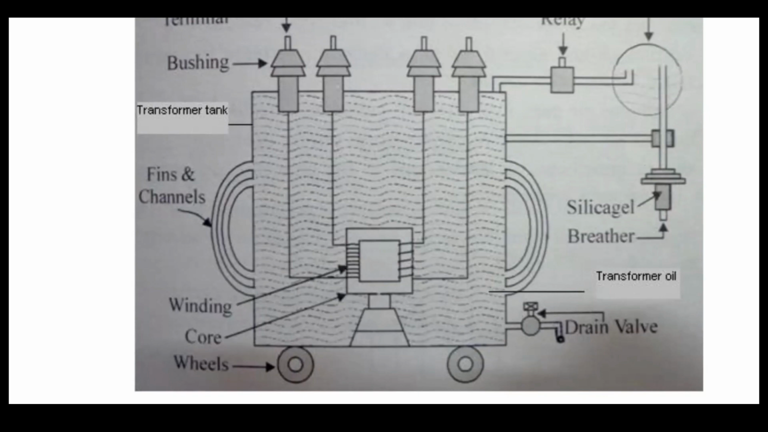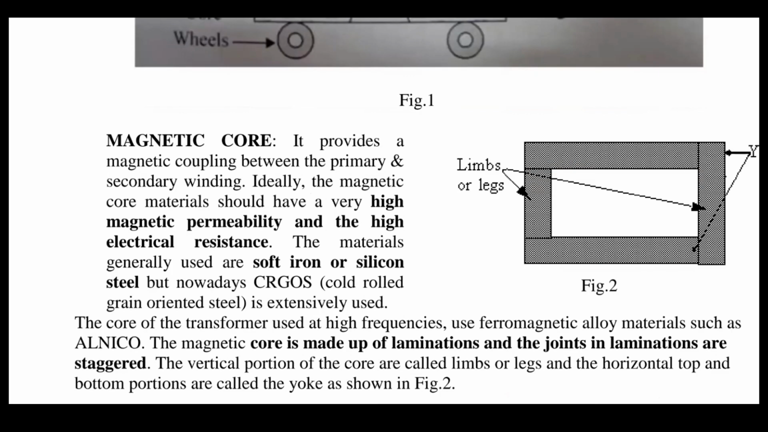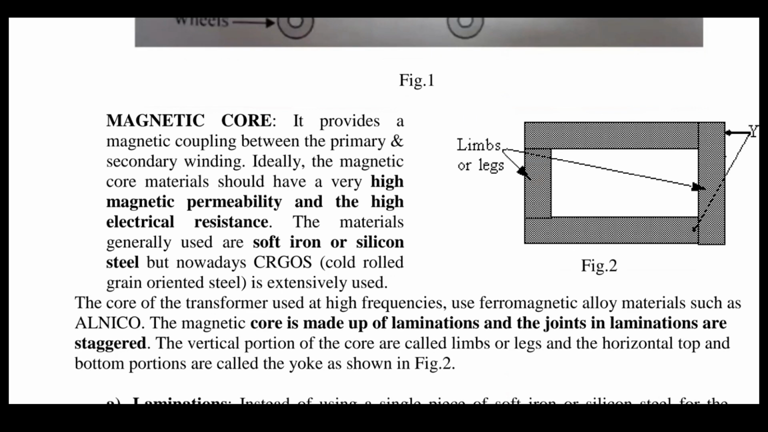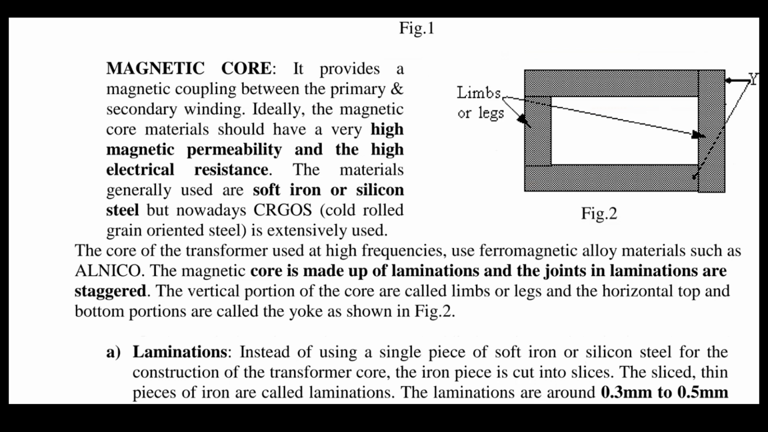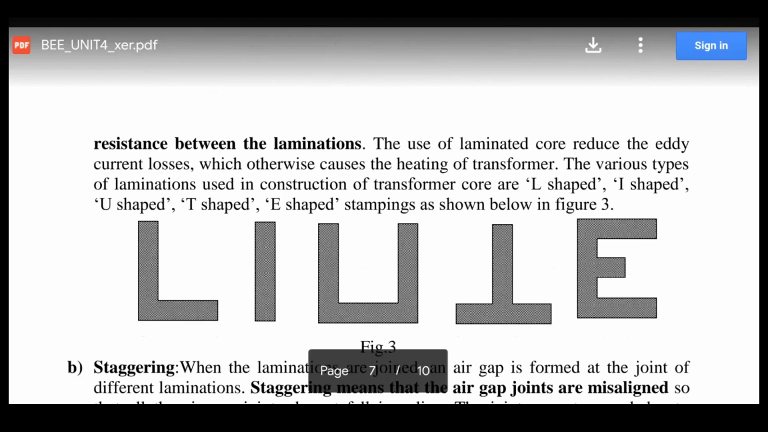This is the magnetic core, and the vertical parts are limbs or legs, and the horizontal parts are called yokes. It is made up of CRGO, cold rolled grain oriented steel. These laminations can be of 0.3 mm to 5 mm. It increases the electrical resistance between the laminations, so the eddy current can be reduced. These are the shapes of the laminations, which can be aligned to form the core.